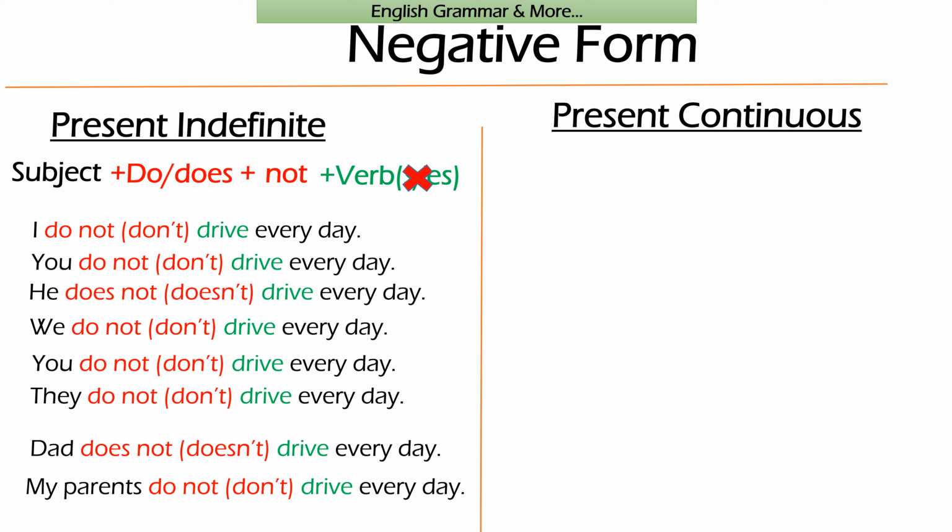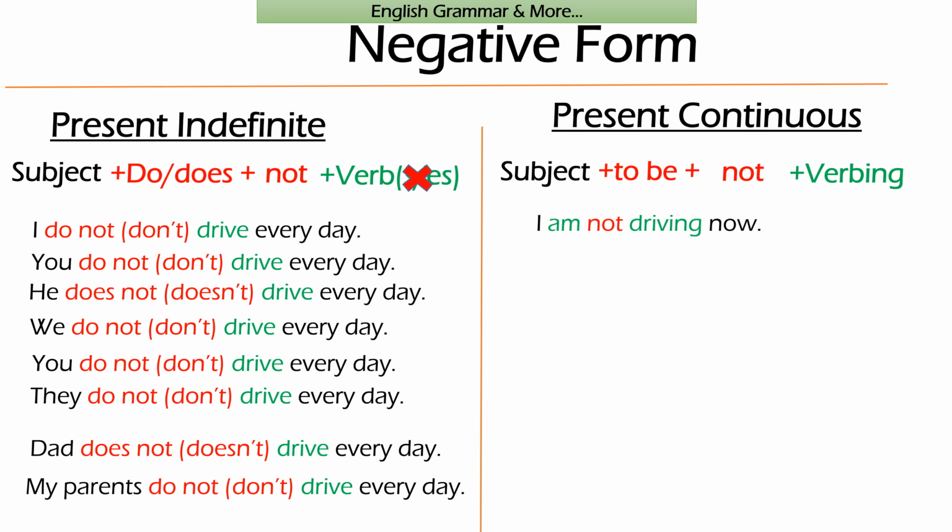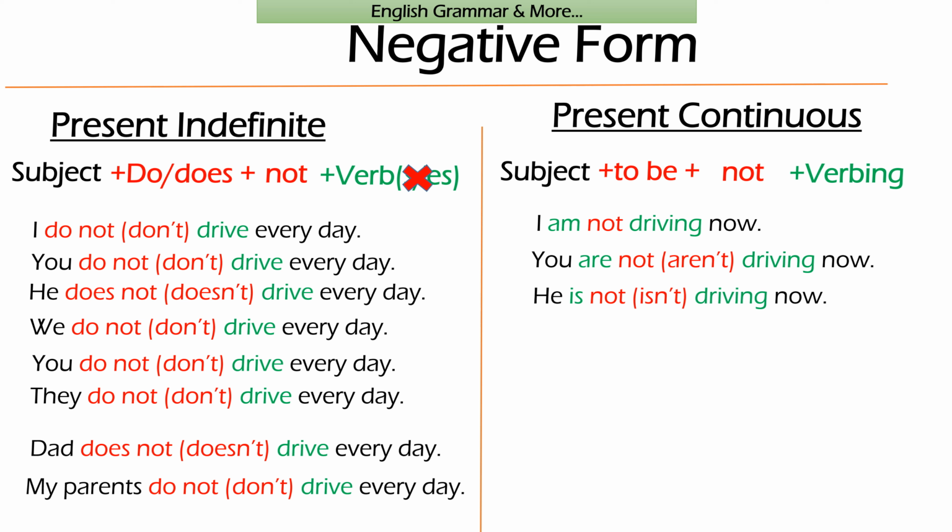For the present continuous tense form, however, we said in the affirmative case, after subject, we add to be, followed by verb ing. In the negative form, however, after to be, we add not. For example, I am not driving now. You are not driving now. In the short form, you can also say you aren't driving now.